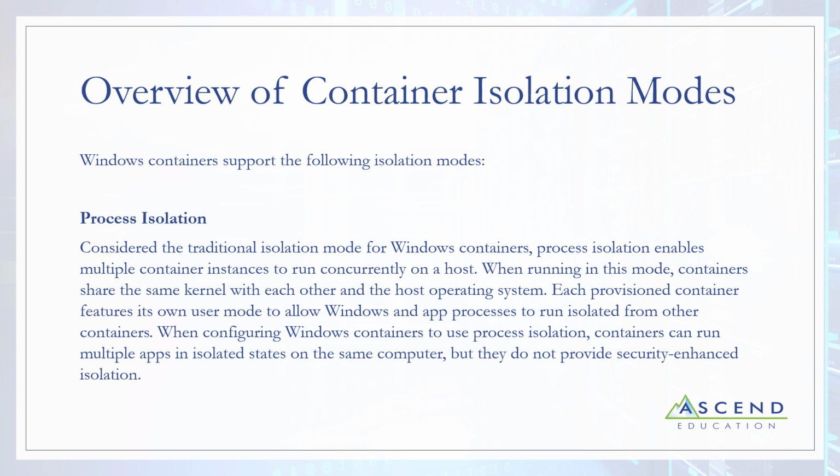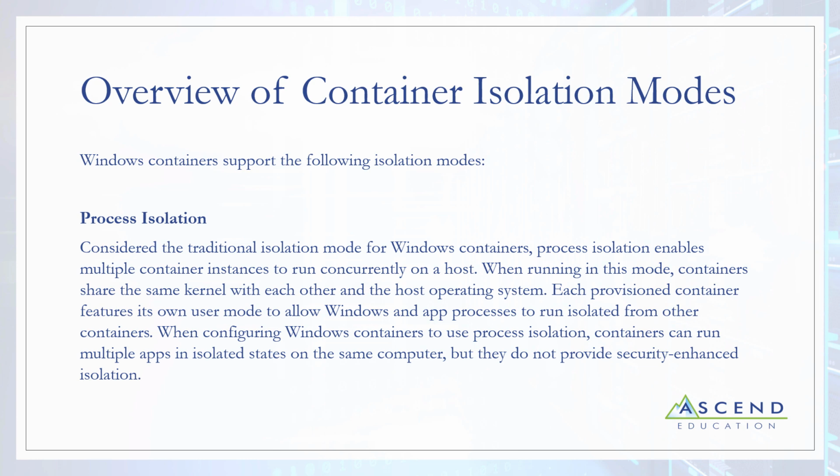So there's some isolation modes that we want to talk about. Process isolation. That's the traditional isolation for Windows containers. So it includes the process isolation that enables multiple container instances to run on the same host all at the same time. So when you run in this mode, containers share the same kernel with each other as well as the host operating system. So obviously that could cause a problem if they share the same kernel. If the kernel fails for some reason, then it's going to cause all the containers to fail as well.